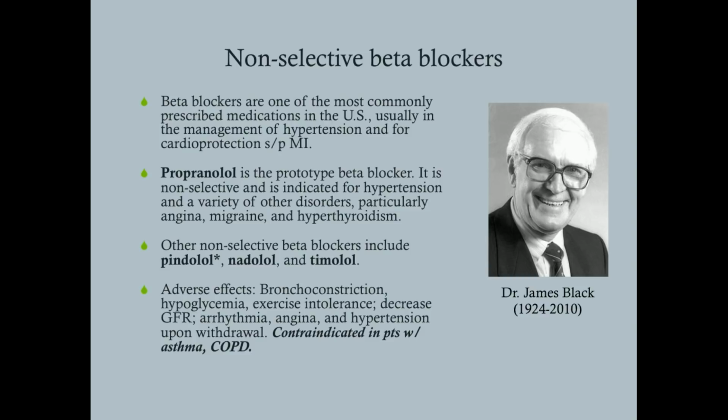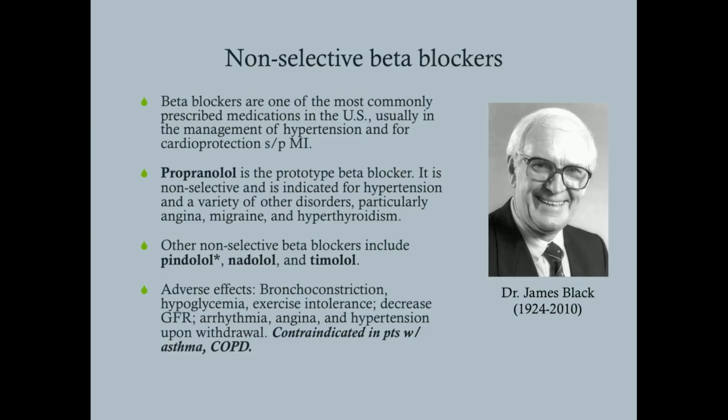It was discovered by this man, Dr. James Black, who was a Scottish pharmacologist. He won the Nobel Prize in 1988 for the discovery of propranolol, which of course is a very important medication in our armamentarium. He also discovered the medication known as cimetidine, which is used for reflux disease and acid. So propranolol is your prototype beta blocker.